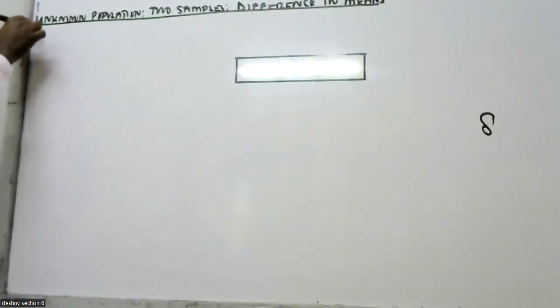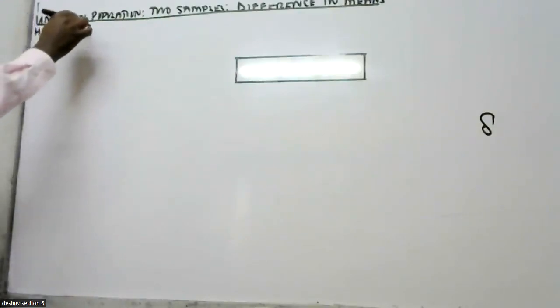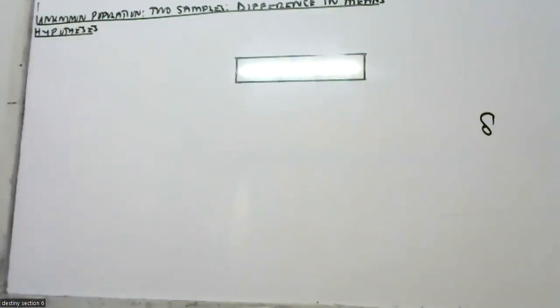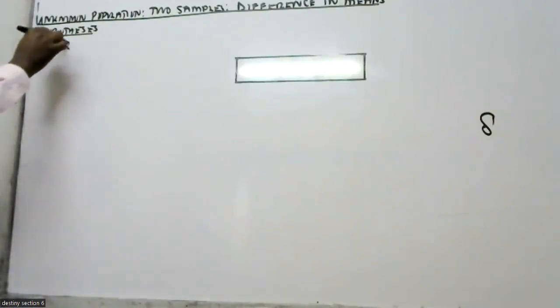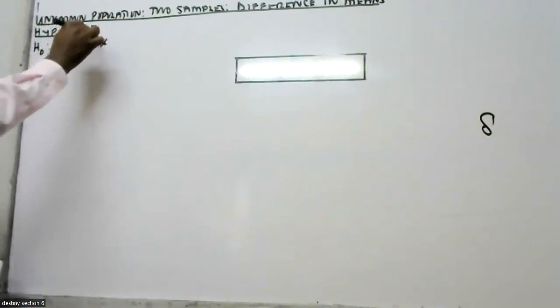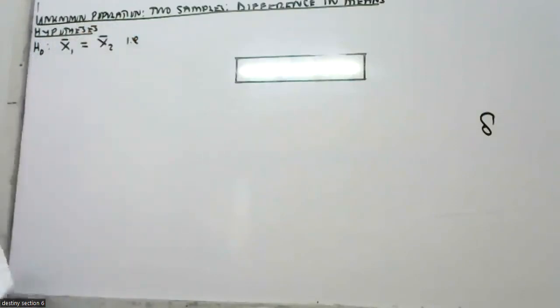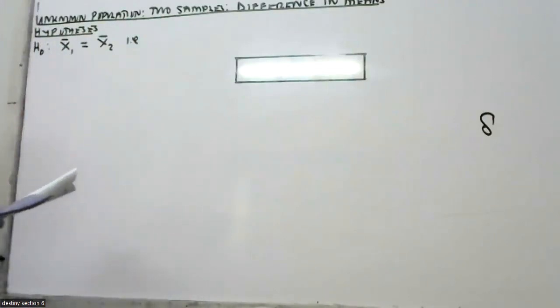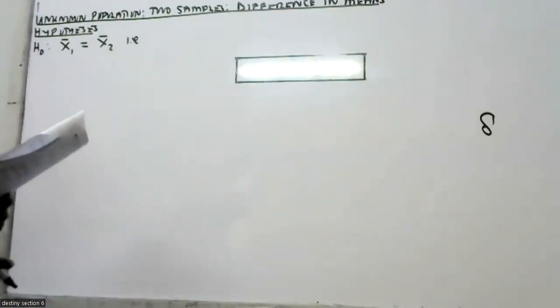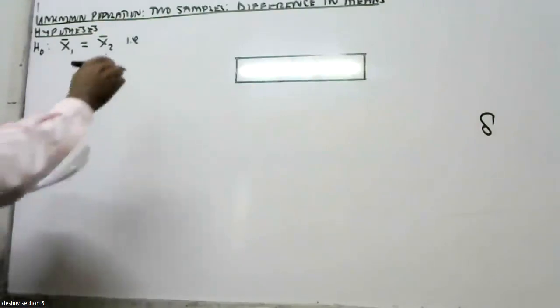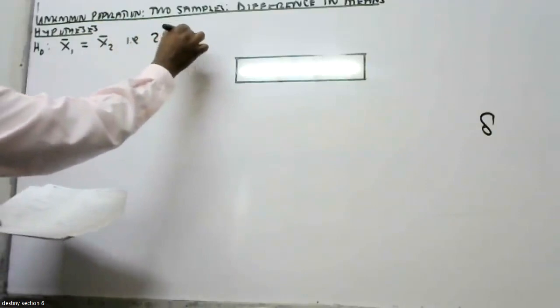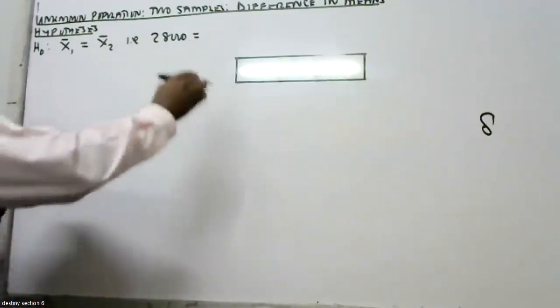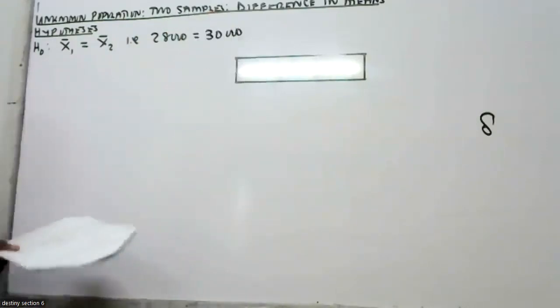So we said that the first step is always to come up with the hypothesis. In the null hypothesis, I told you, you say that the mean of the first sample is equal to the mean of the second. So when you look at this question, the mean of sample A was 28,000 and the mean of sample B is 30,000. So you say they are equal.